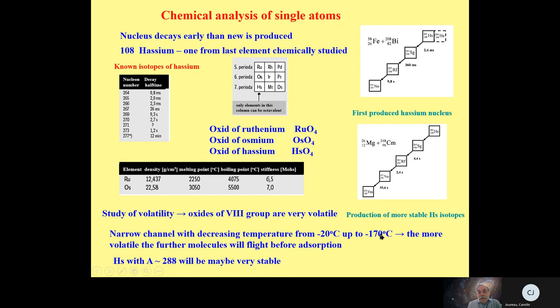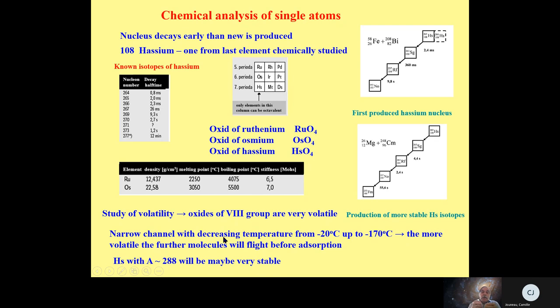That means if you have a narrow channel with decreasing temperature from minus 20 degrees down to minus 170 degrees, the elements which are more volatile than other molecules will fly before adsorption to the places where the temperature is lower. You put your detectors of alpha particles around this narrow channel, and you will see which detectors see the alpha, and you will obtain the temperature at which the oxide of hassium is frozen on the wall of the channel. From this you will see whether it is at the place you expect, for example the same as for osmium, and it will be possible to say that you have the same oxide.